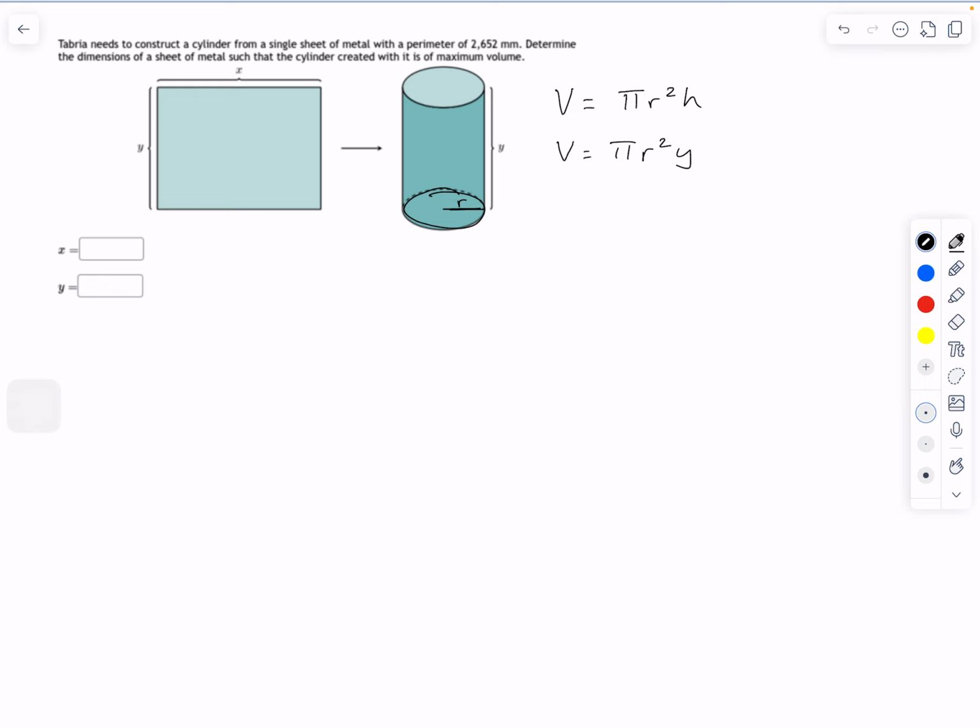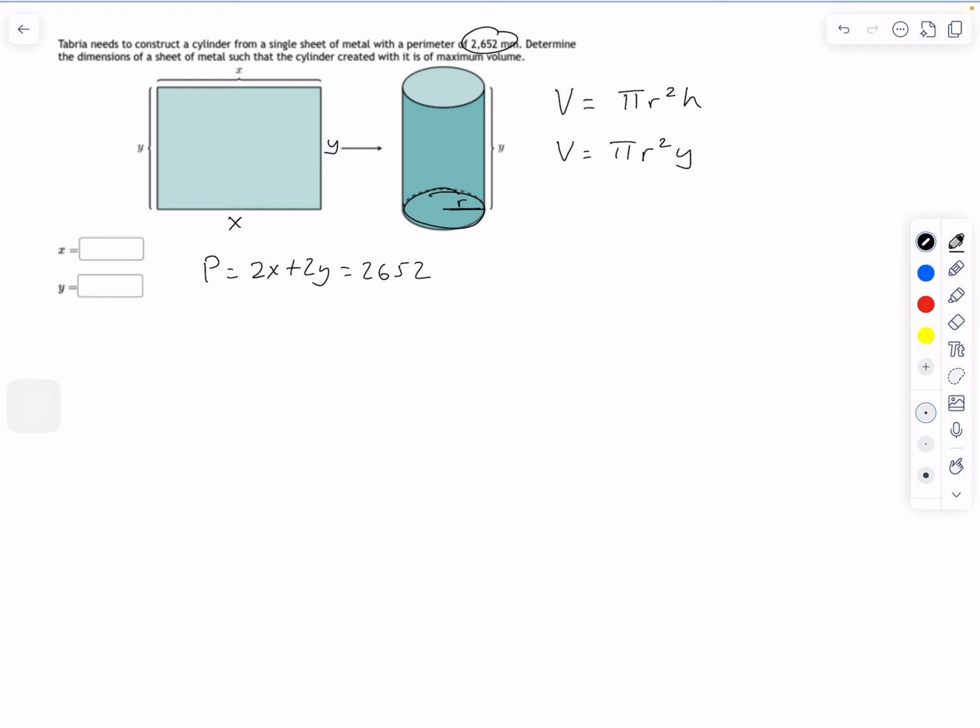They also told us that the perimeter of our rectangle here has to be 2,652. So the perimeter is made up of the four sides. So we can see it's 2 x's and 2 y's. So the perimeter equation is 2x plus 2y, and then this is going to equal 2,652.